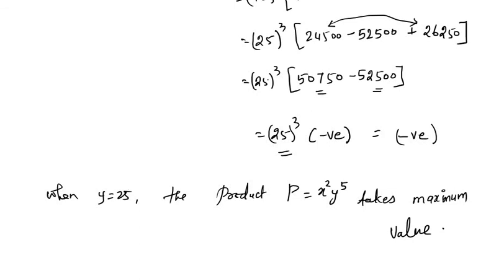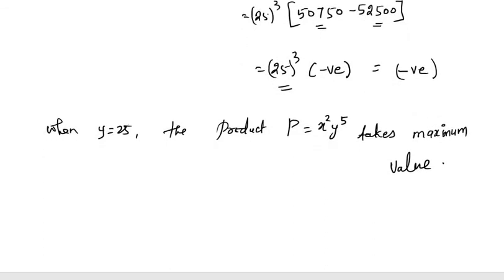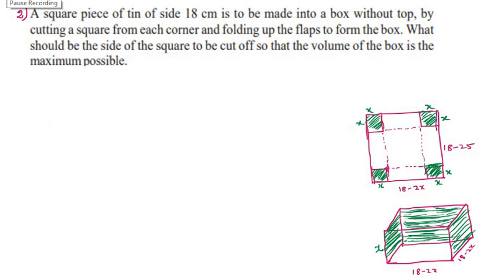Therefore, when y is equal to 25, what is the value of x? X will be what? 10. Therefore, x is equal to 10 and y equal to 25. Therefore, the sum is 35 now. Therefore, x is 10 and y is 25. Therefore, this is the answer for this problem. Thank you. Okay, students.